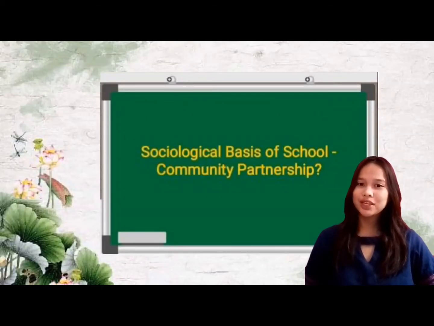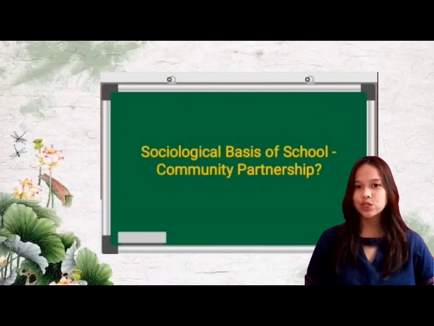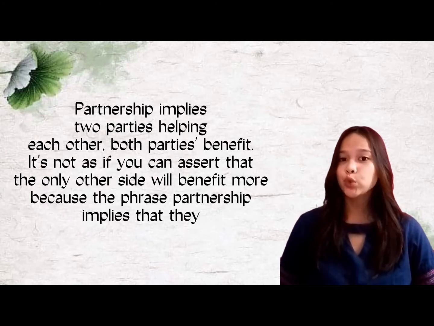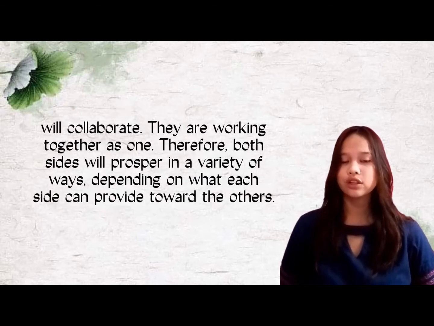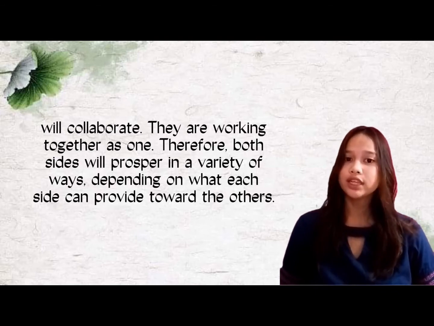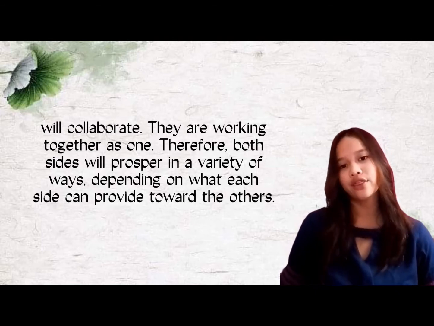Hello everyone, I'm Nikki Lugmao and now I'm about to discuss the sociological basis and legal basis of school and community partnership. Partnership implies two parties helping each other. Both parties benefit. It's not as if you can assert that only one side will benefit more, because the phrase partnership implies that they will collaborate. They are working together as one. Therefore, both sides will prosper in a variety of ways, depending on what each side can provide to the other.